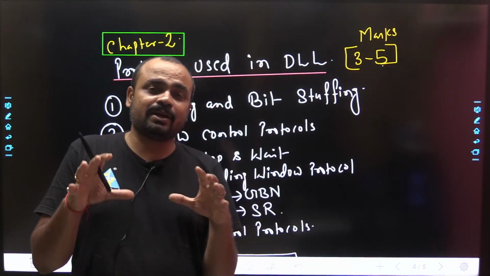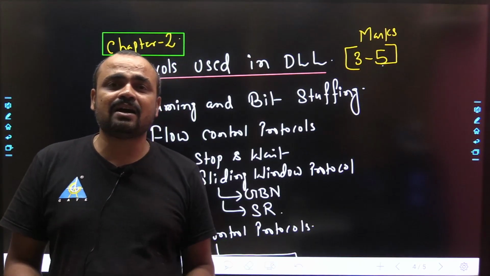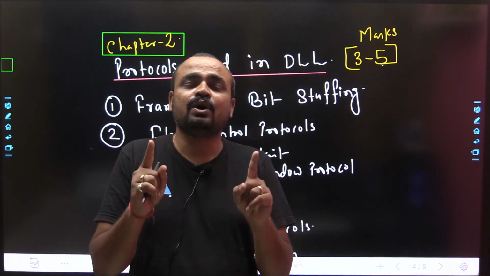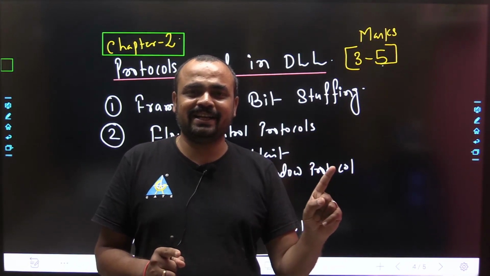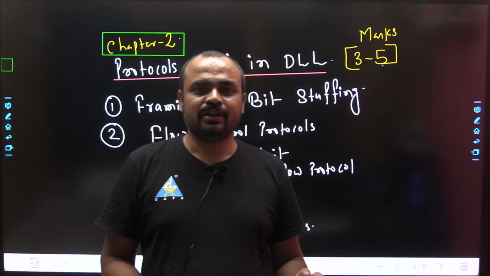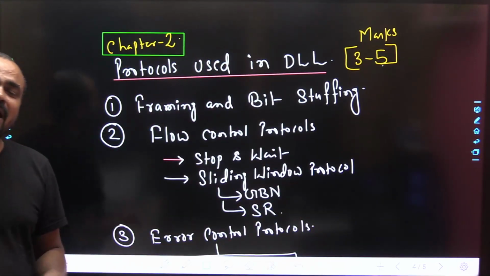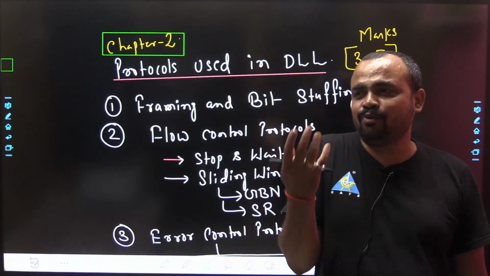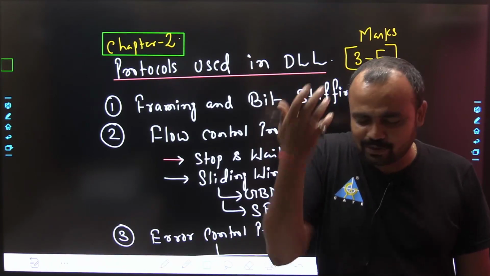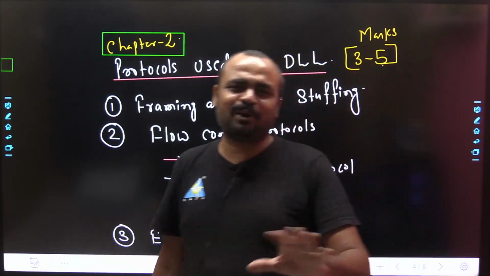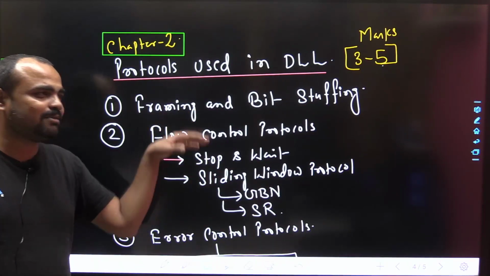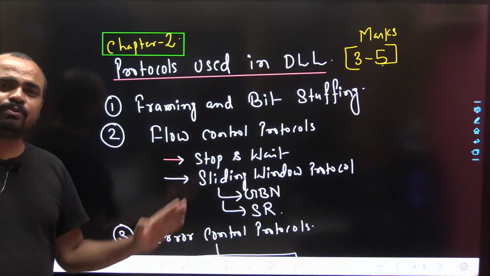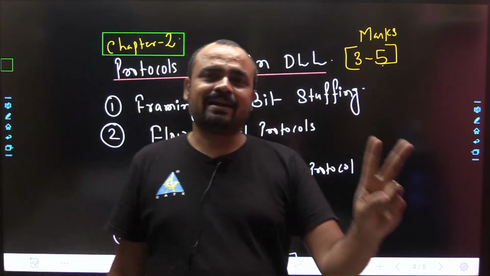See, from the computer network, usually GATE asks 8 to 10 marks, out of which there are two biggest chapters. One is the data link layer and the second one is the network layer. So inside the data link layer there are basically 4 topics that we have to deal with: framing and bit stuffing, flow control protocol, media access protocol, and error control protocol.